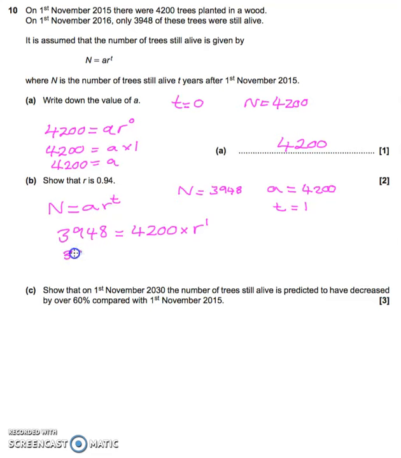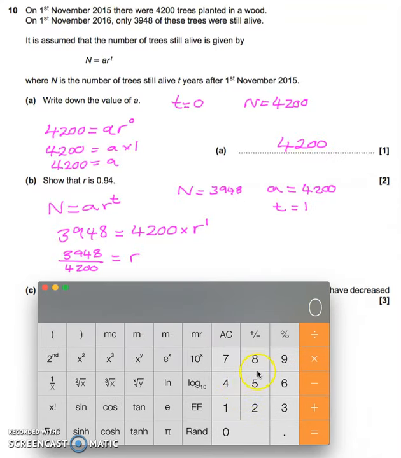So we take 3,948 that's still on this side, divide both sides by 4,200, and we're left with R on its own. So if we get our calculator and type this in, we should be showing that R is equal to 0.94. So I'm just going to bring that calculator in, do the calculation.